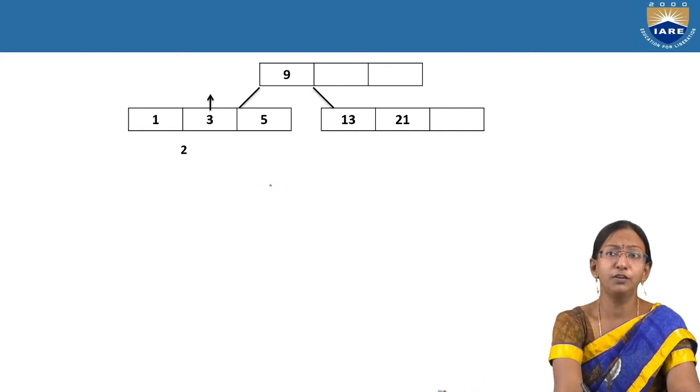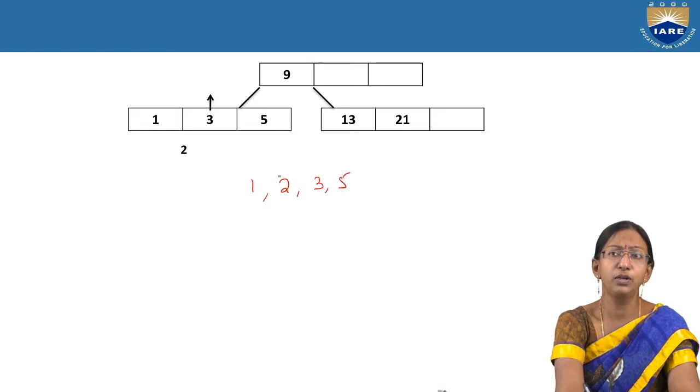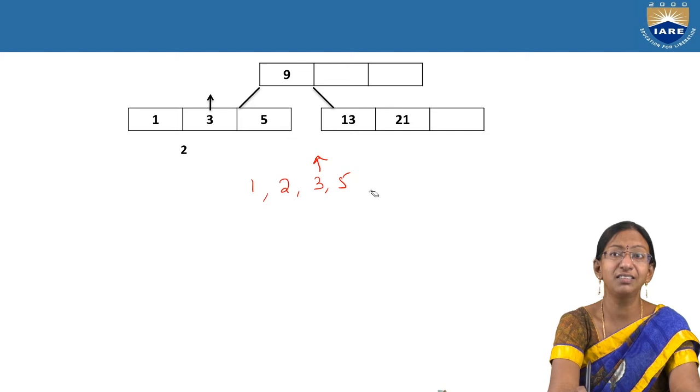Okay, next I want to insert 2. So, in the order, if you see 1, 2, 3 and 5, 2 is supposed to sit over here, but it doesn't have the space. The node cannot accommodate it. Now, I am going to split it into 2 halves. If I split into 2 halves, the middle element is going to the top. That is 3.